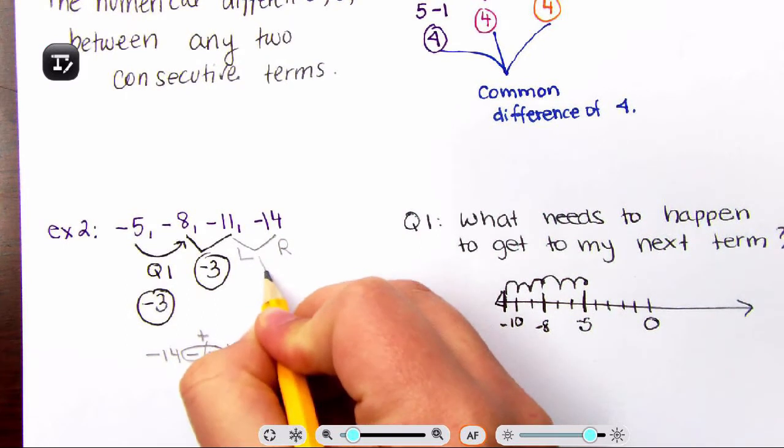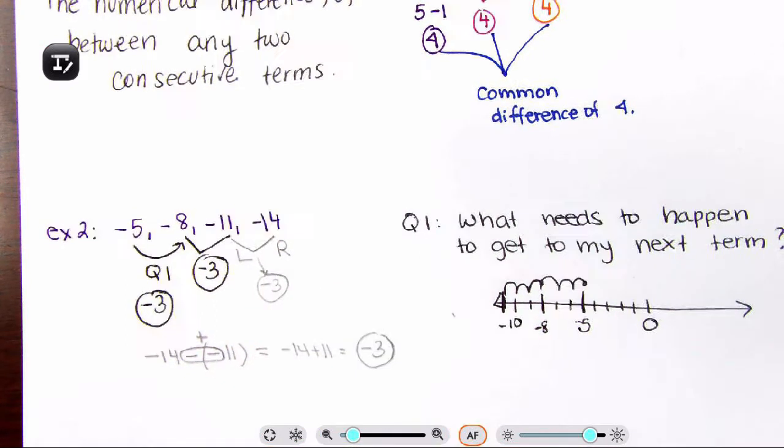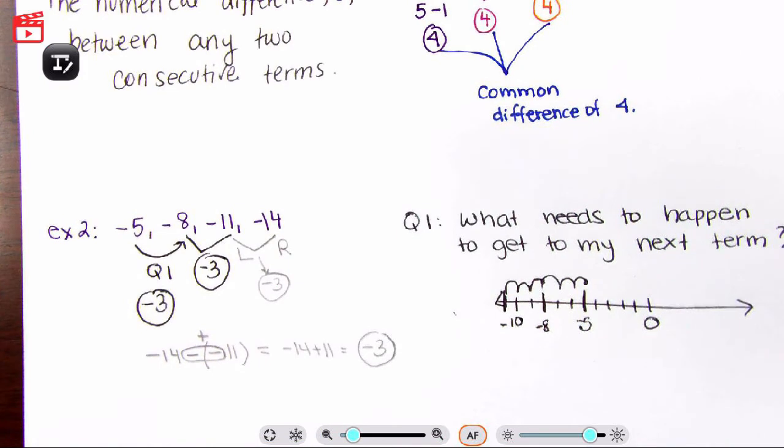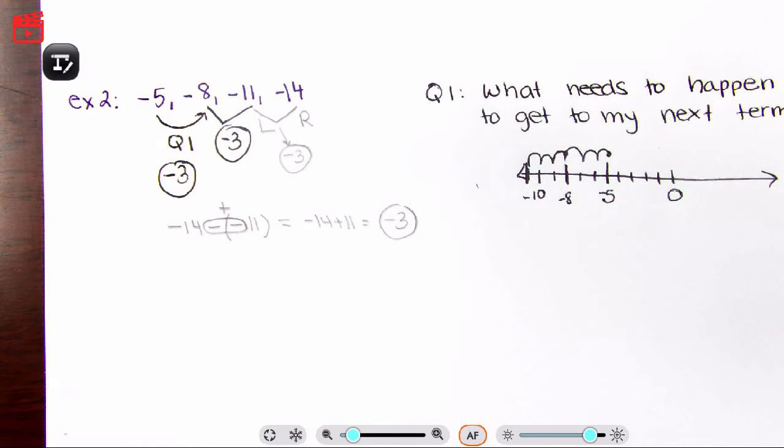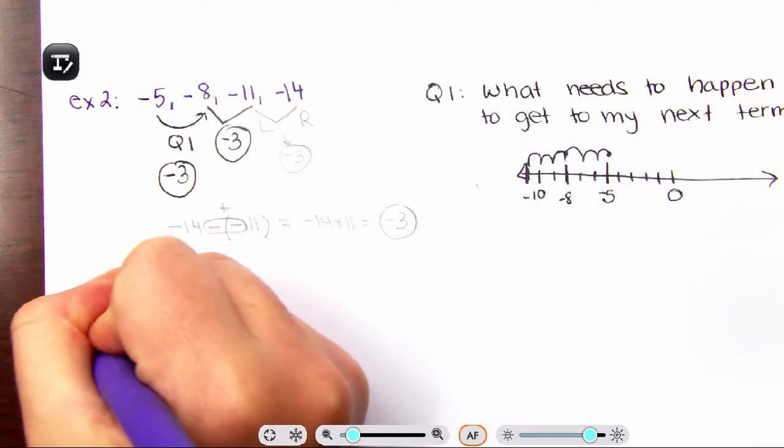So if one of them ends up being not the same, and we'll do another example right now where it's not the same, that means your sequence is not arithmetic and you don't do anything with it. Make sure that you're always checking for the common difference before you do any other work, because if it's not an arithmetic sequence, then you just write not arithmetic and you move on to the next question. Save yourself some time. So let's do a not arithmetic example.